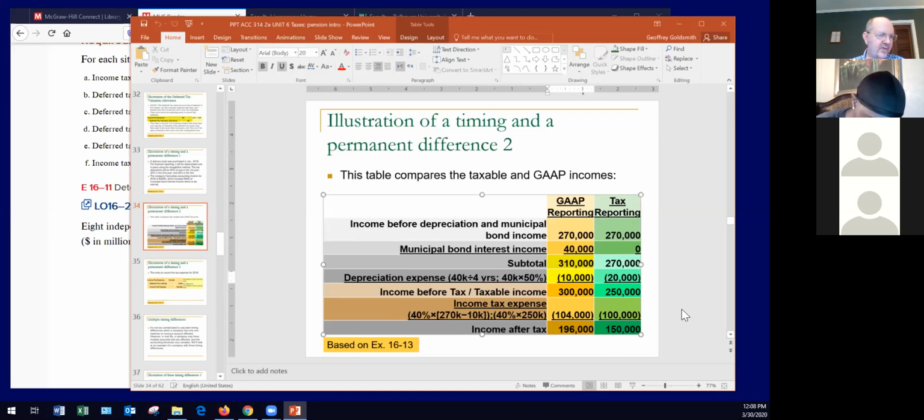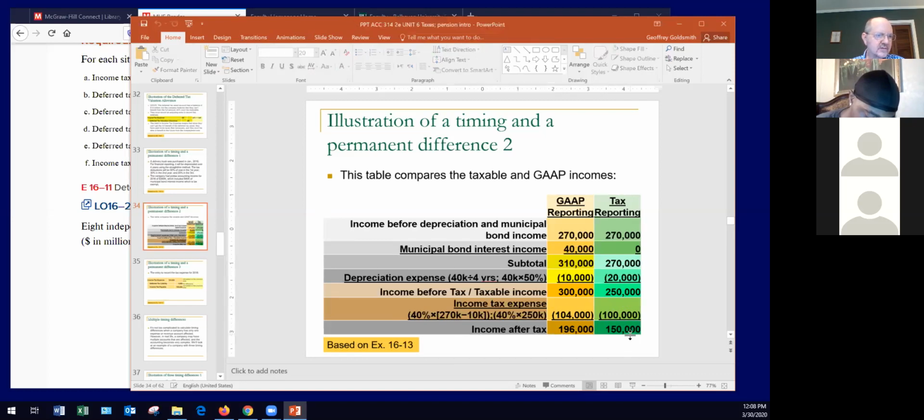Now, if we take a look at the GAAP reporting, it's 40% tax rate times 270 minus the depreciation. We don't include the municipal bond interest because it will never be taxed. So 270 minus 10 is 260. Multiply that by 40% tax rate, and the tax would be $104,000. The $4,000 difference is a timing difference. So GAAP would report income after tax of $196,000.